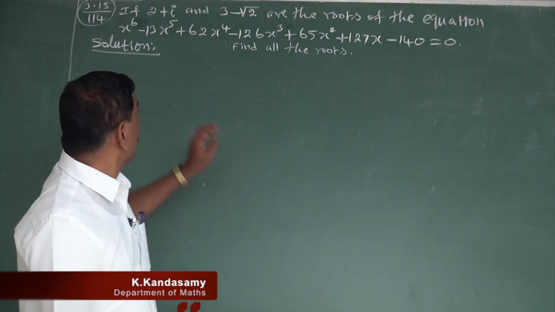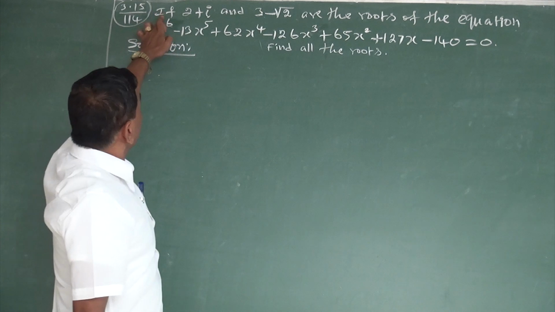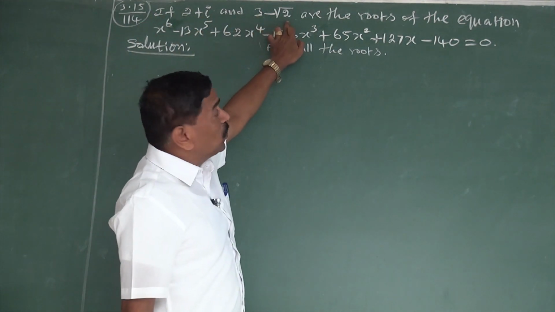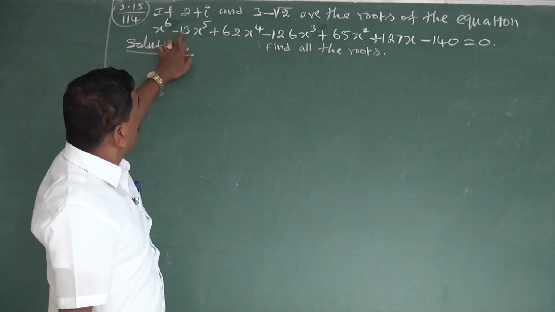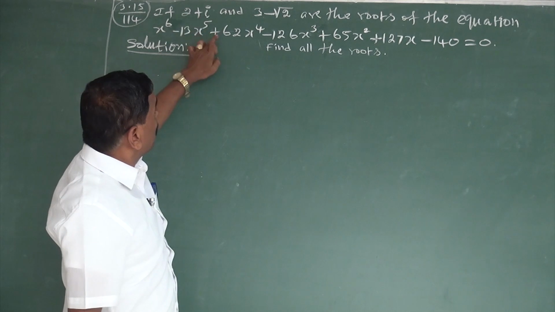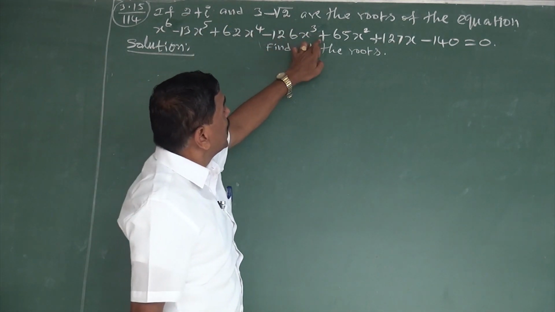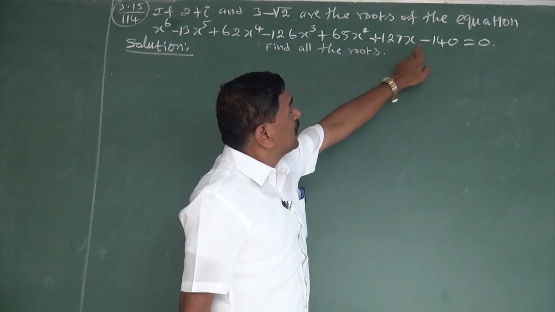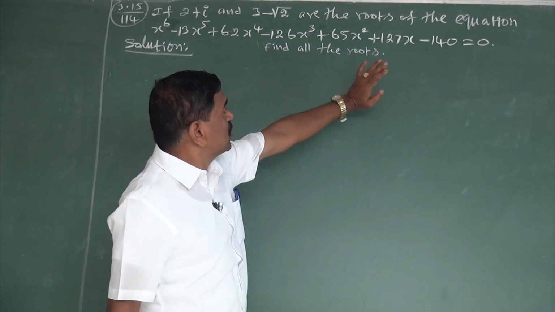Now listen, the question, example 3.15, page number 114. If 2 plus i and 3 minus root 2 are the roots of the equation x power 6 minus 13x power 5 plus 62x power 4 minus 126x cube plus 65x square plus 127x minus 140 is equal to 0, then find all the roots.